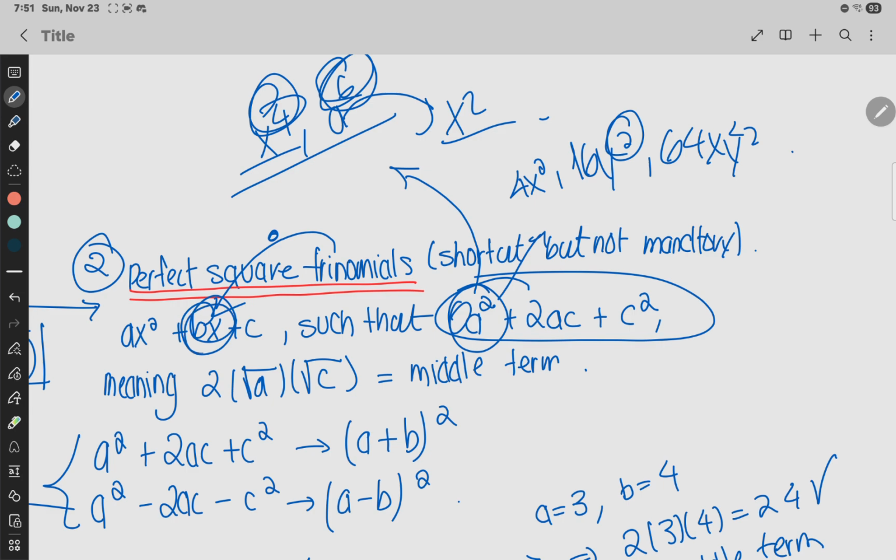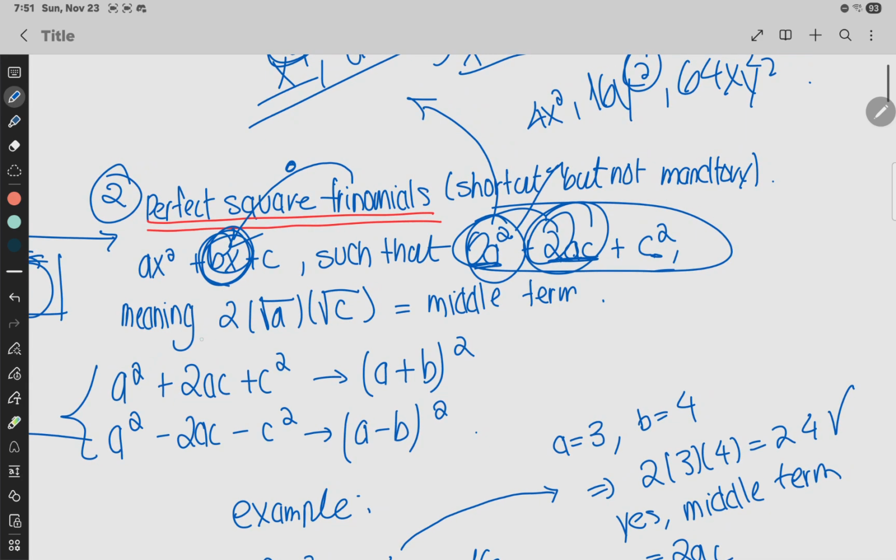The bx here turns into 2ac. So AC is just the square root of a and c, and then 2 is just 2 times the square root of ac, like this. Okay, so the middle term is 2 times root of a and root of c, and that becomes the middle term, the b term.